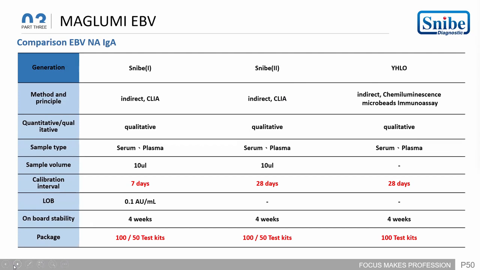If we talk about EBNA IgA, we have method and principles. We are using indirect chemiluminescence, while Yellow has a microbeads immunoassay. For this, we have qualitative assay testing, with a sample type of serum and plasma and a sample volume of 10 microliter. Onboard stability is equally good, with onboard stability of 4 weeks and a calibration interval of 28 days. We have flexibility of pack size of 50 tests and 100 tests, while Yellow has only a 100 test pack size.